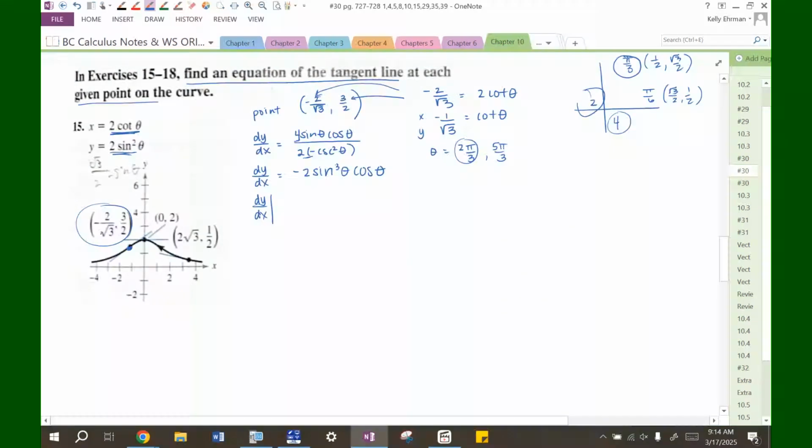I think on the key that I printed, I did like negative pi over 3. It just doesn't matter. All right, so -2 times sine of 2 pi over 3 is radical 3 over 2, and then we're cubing that. Cosine of 2 pi over 3 is -1/2. So this comes out to, let's see, those 2's are going to cancel. It'll be positive. Radical 3 to the third would be like 3 radical 3 over 2.